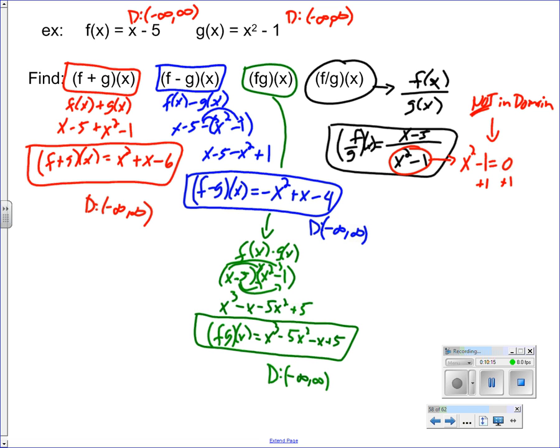So solving that will give us two values to exclude from the domain, and that's positive and negative 1. Both of those would make the denominator 0, so they're not in the domain. So this domain changes. We have negative infinity up to negative 1, not including negative 1, negative 1 to positive 1, not including either one of those, and then 1 to infinity. Or just another way of saying x is not positive or negative 1.